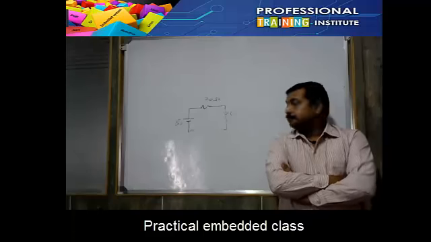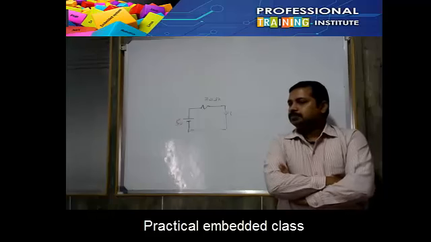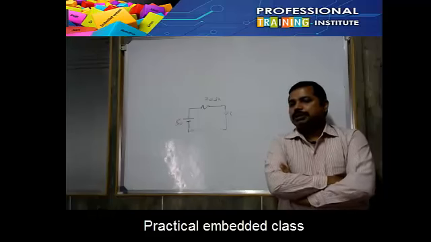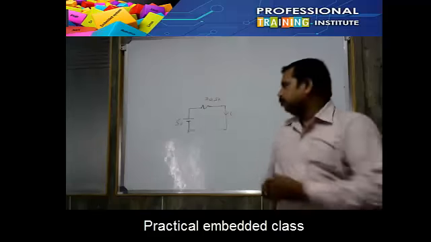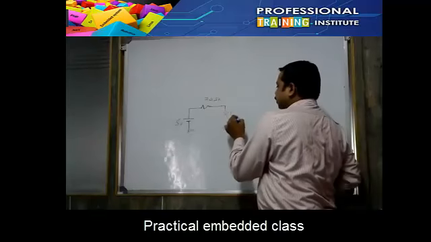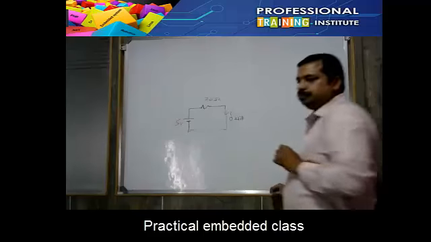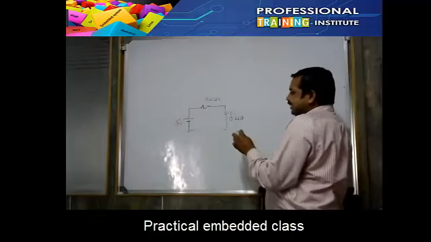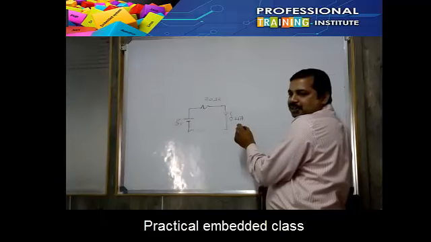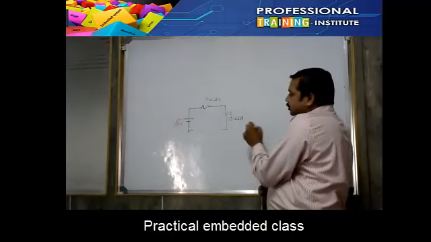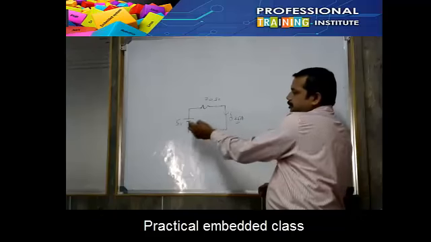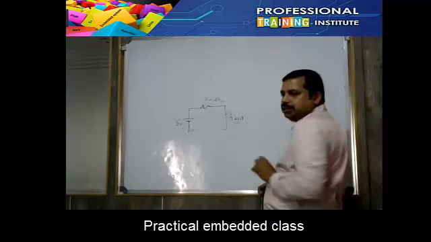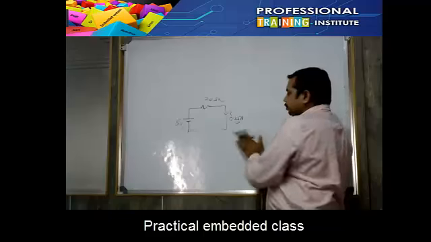Done? How much current? 0.25. 0.25 ampere, 1/4. Okay, this is the current, this is voltage, this is resistance. Any doubt in this? No, sir. Very good.